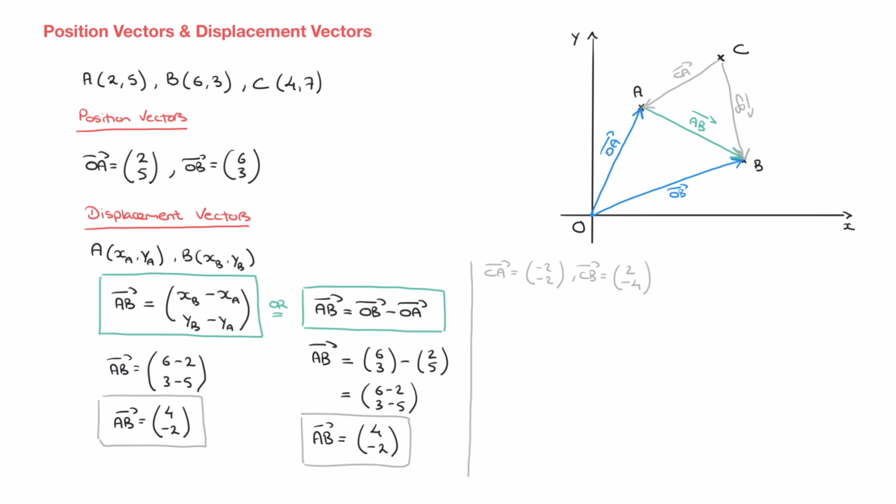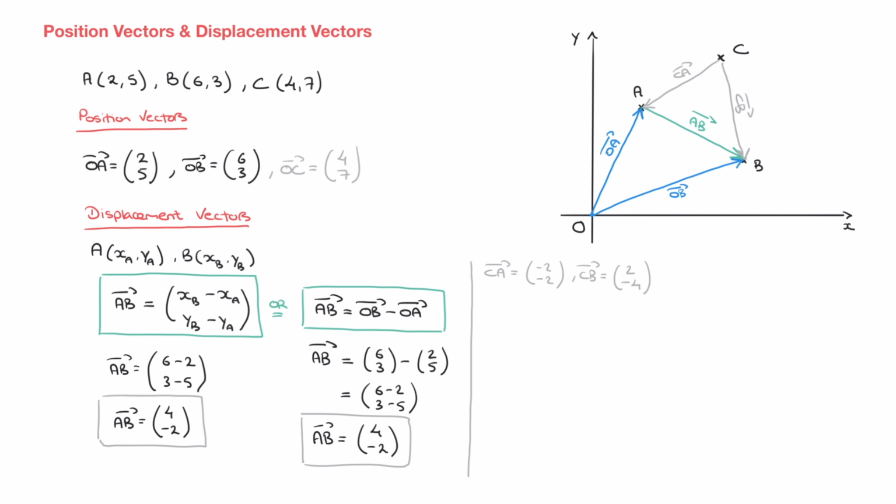Since C has coordinates 4, 7, its position vector OC will just have components 4, 7. There we go. So again, by all means, go ahead and press pause and try finding these two displacement vectors using both of the methods you see here. Either way, I'll carry on to the result I want to make sure that you know.